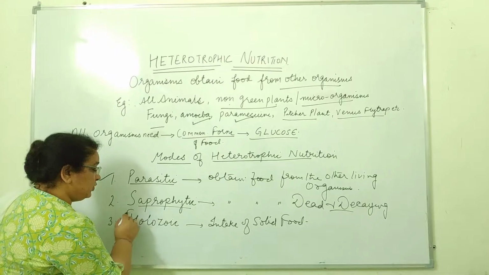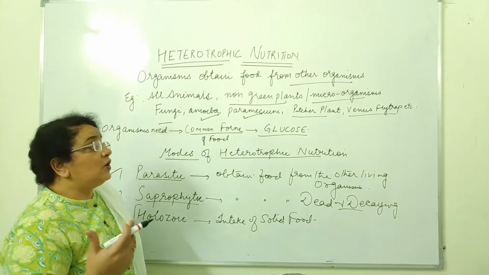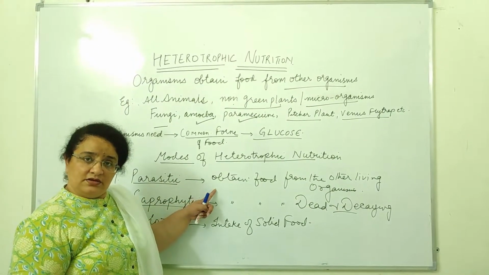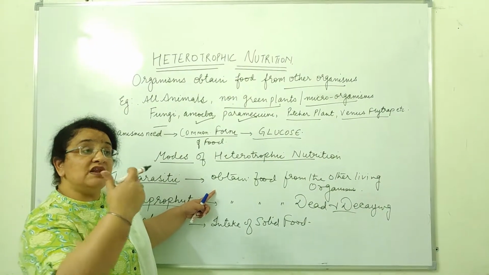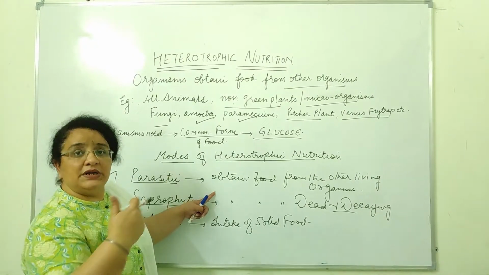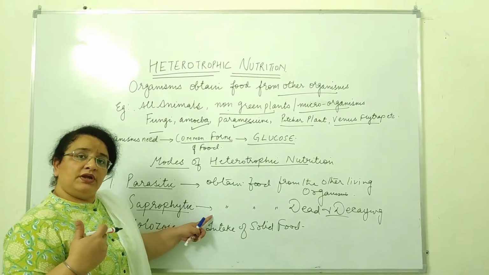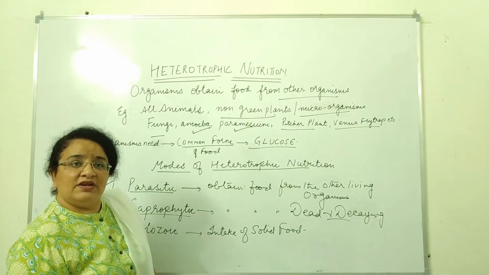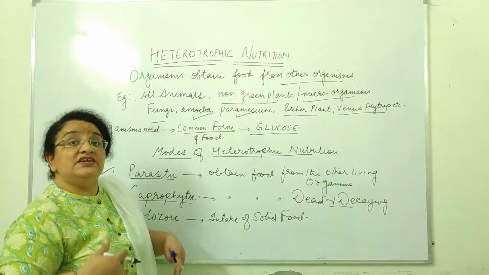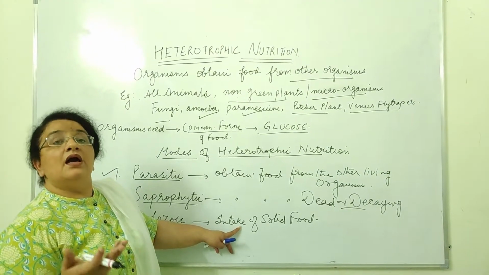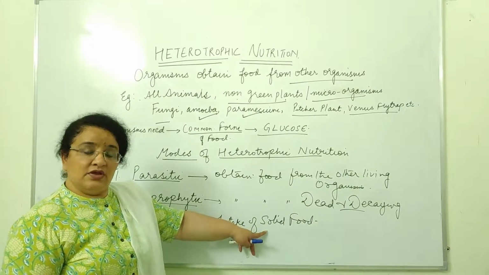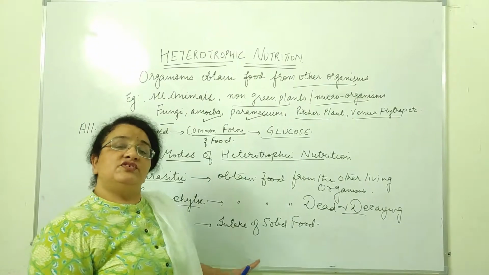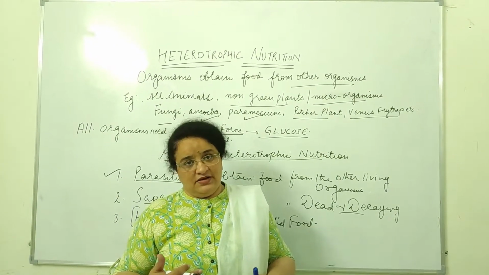Now, how to remember this holozoic? We human beings are holozoic. We have a holozoic type of nutrition. It means we are not parasitic. We don't obtain food from other living organisms, not directly from their body. Neither are we saprophytic. We don't obtain food from dead and decaying organisms. So what is the other mode of nutrition? Intaking or eating solid food, maybe carbohydrate, maybe protein, etc. Next, we will be discussing all these modes of nutrition one by one in detail.